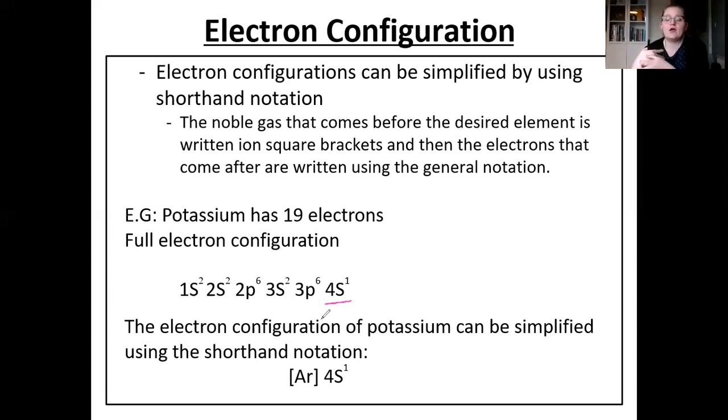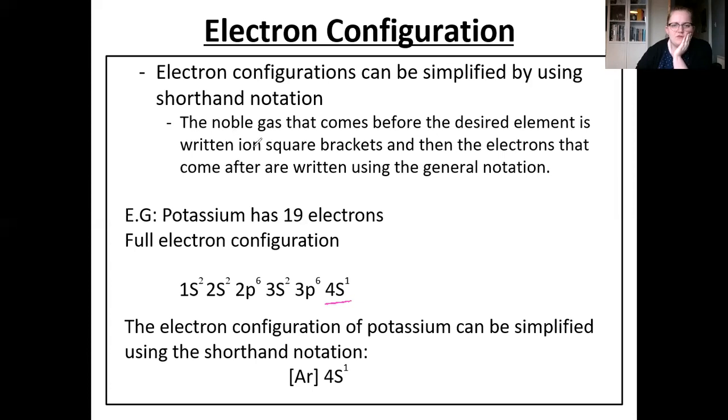subshell. We can then use a shorthand version instead. The shorthand notation is when we use the noble gas that comes before the desired element. I was supposed to put that as a separate line.